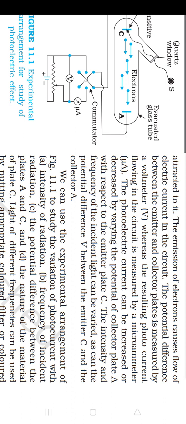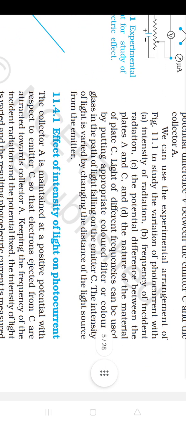The intensity and frequency of the incident light can be varied, as can the potential difference V between the emitter C and the collector A. We can use the experimental arrangement of figure 11.1 to study the variation of photocurrent with intensity of radiation, frequency of incident radiation, potential difference between the plates A and C, and the nature of the material of plate C. Light of different frequencies can be used by putting appropriate colored filter or colored glass in the path of light falling on the emitter C. The intensity of light is varied by changing the distance of the light source from the emitter.